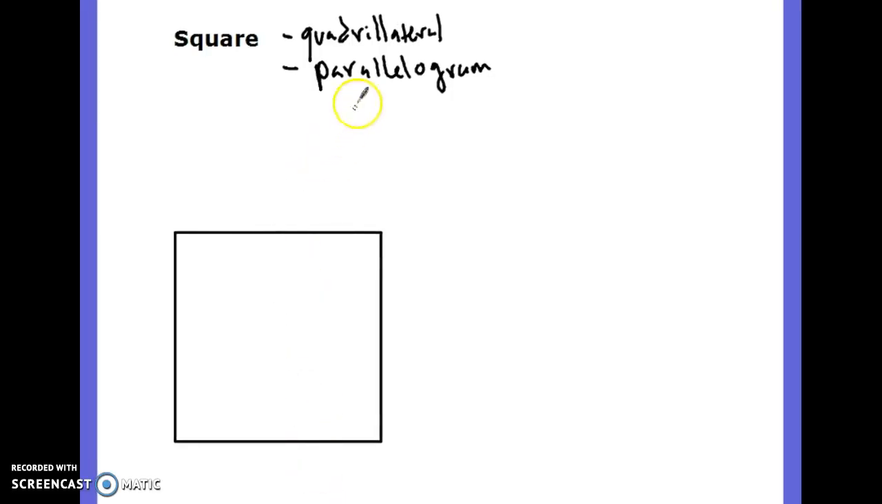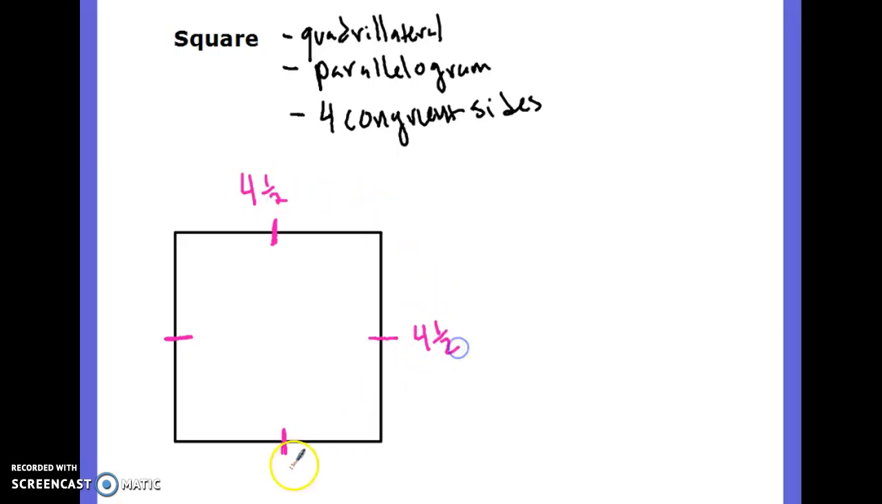First, it has 4 congruent sides. I'm going to annotate that now. Remember congruent sides? We mark with a dash. And all of these sides are going to be the same. So if this one is 4 1/2, all the other sides would be 4 1/2.